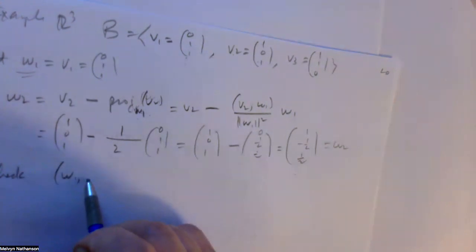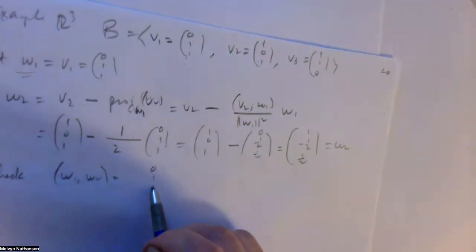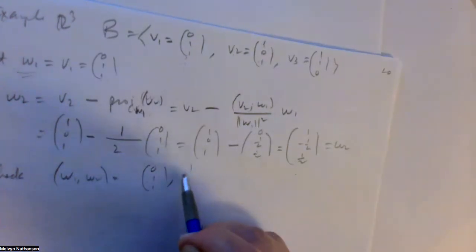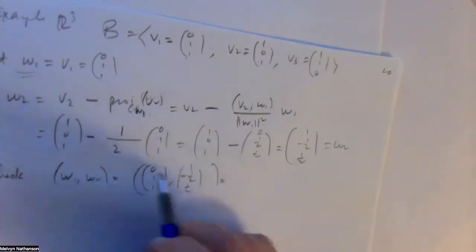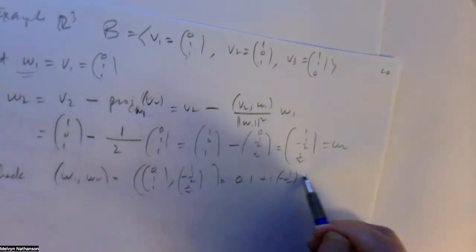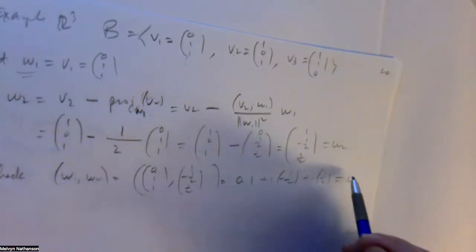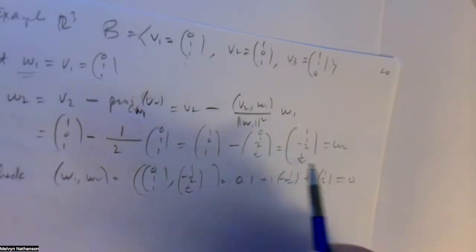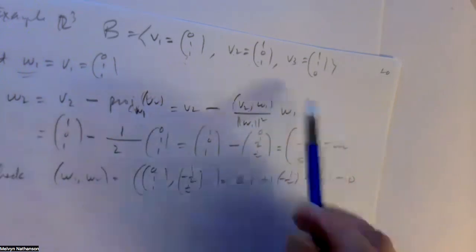Let's just check. The inner product of W1 and W2 is the inner product of 0, 1, 1, and 1, minus a half, a half. That's 0 times 1 plus 1 times minus a half plus 1 times a half. 0 minus a half plus a half is 0. So this is my vector W2. This is W1, this is W2.